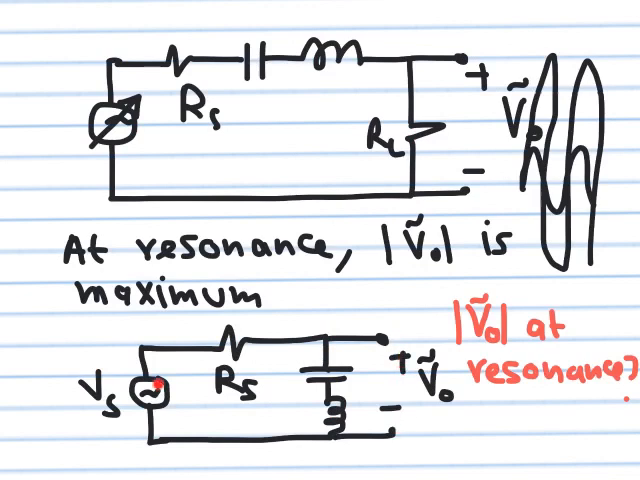At very low frequency, the capacitor is open circuit because its impedance is 1 over jωC, and at ω = 0 you get minus j infinity. So this is open circuit, and V output is equal to V source. At very high frequency, say infinity, the impedance of the inductor is jωL, so it's going to become j infinity. So again, this is open circuit, and V output is equal to V source.